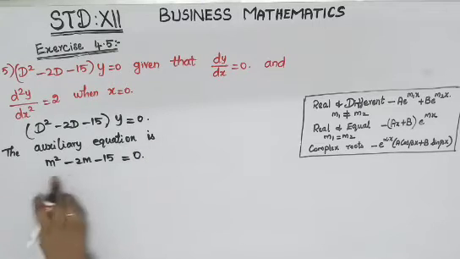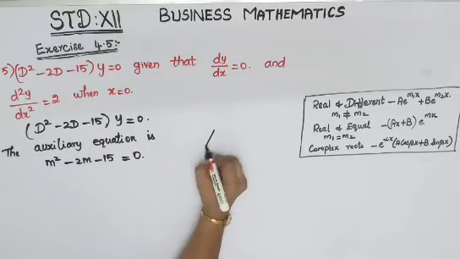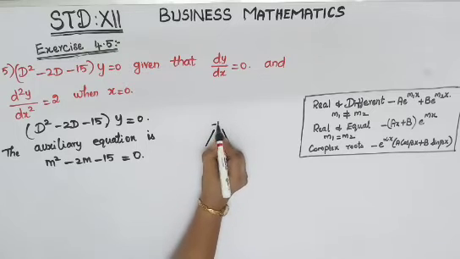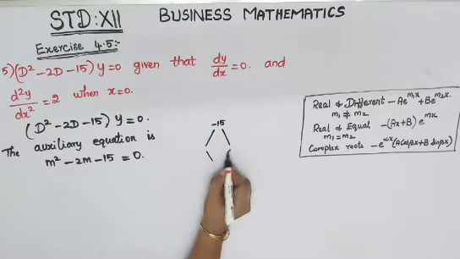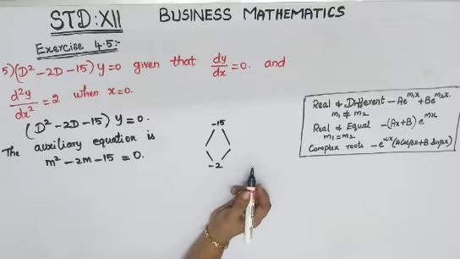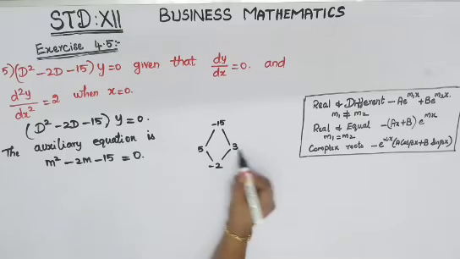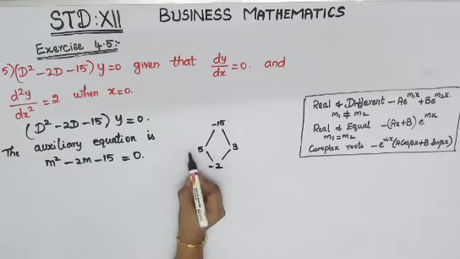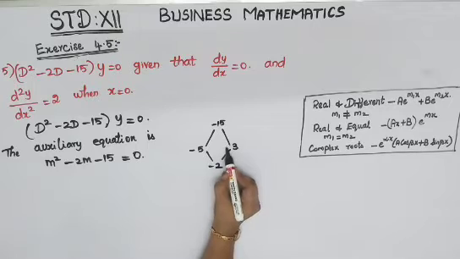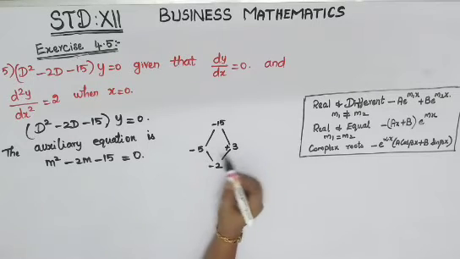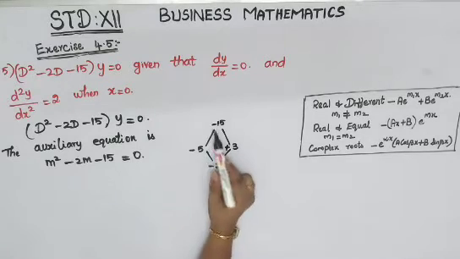Once you get your quadratic equation, just go for your factorization. Your number will be minus 15 on top and minus 2 down. So find your numbers: 5 threes are 15. Since minus is there, put minus for the bigger number and plus for the smaller number. Minus 5 into plus 3 is minus 5 threes are 15, so our part is satisfied.